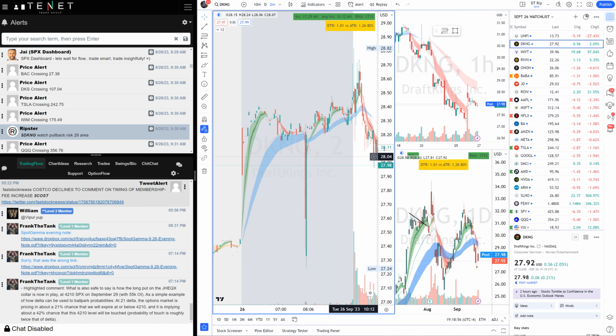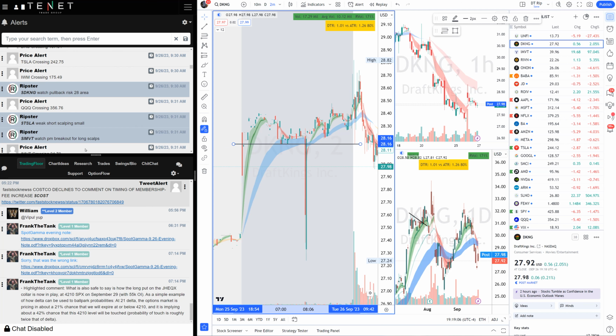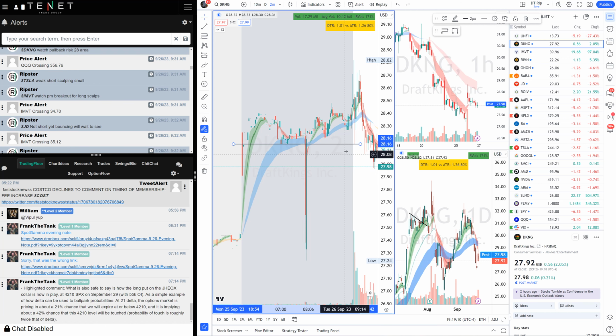So why the 28 area? Because the 28 area was support from pre-market. You can see here, that was the reason I had 28 on the market, right? And I will talk about Tesla in a bit. So we were watching this dip. I already started some DKNG when it dipped back to 28. I got some again, but then the market was weak, right? I will talk about the market.